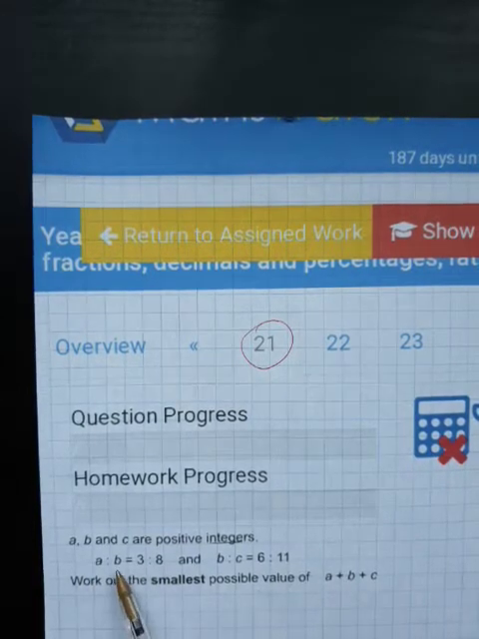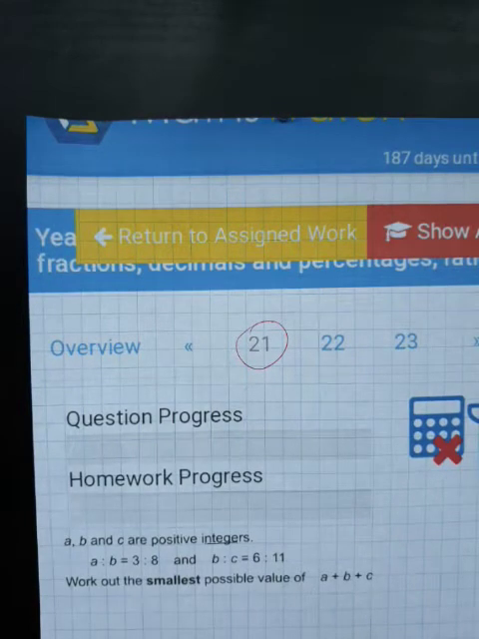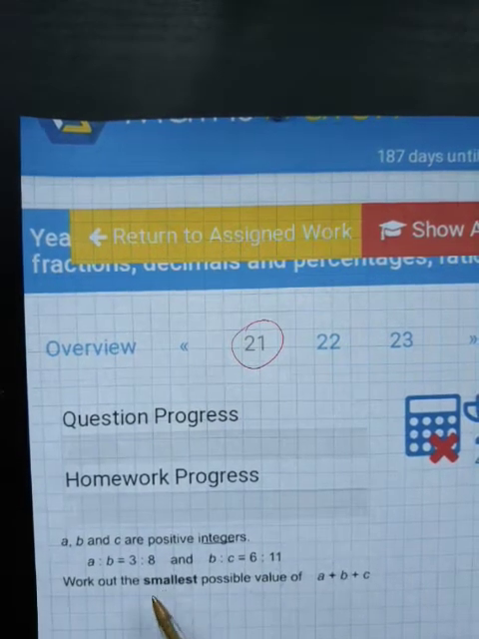Well, we've got a comparison of A to B and B to C. So we need to make a comparison of A to B to C. The smallest part I'll come to in a minute, but let's just get this right first.